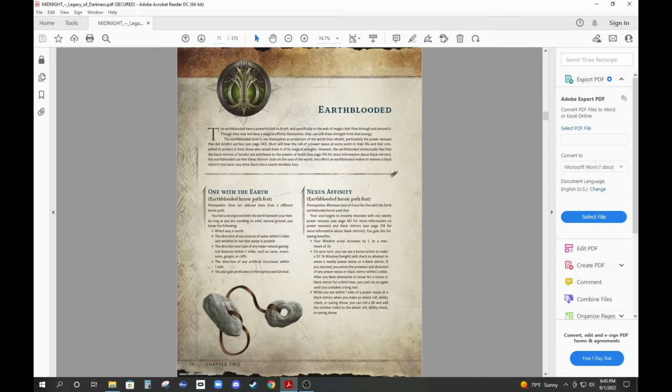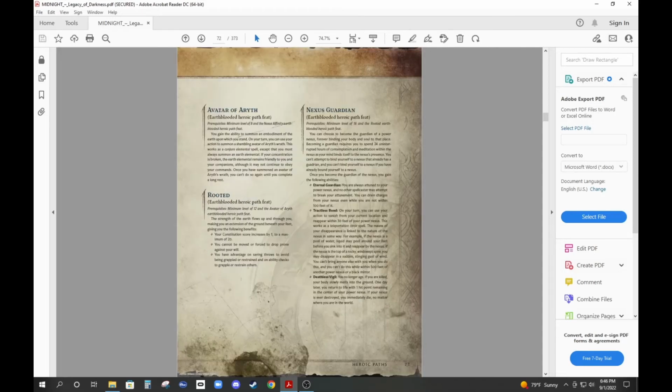However, the Earth-blooded instinctually feel that the black mirrors of Isridor are antithesis to the power of Aerith. Any Earth-blooded can feel these mirrors' stain on the soul of the world. Any effort an Earth-blooded makes to remove a black mirror's foul taint may drive them into a nearly mindless fury. They have the feats One with the Earth, Nexus Affinity, Avatar of Aerith, Rooted, and Nexus Guardian.